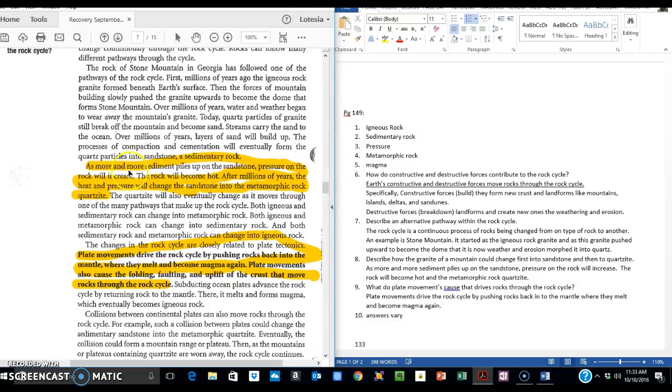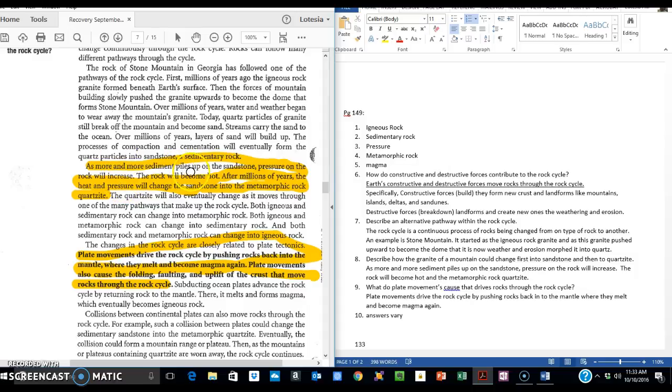So here, over millions of years, layers of sand will build up. The process of compaction and cementation will eventually form the quartz particles into sandstone, which is a sedimentary rock.